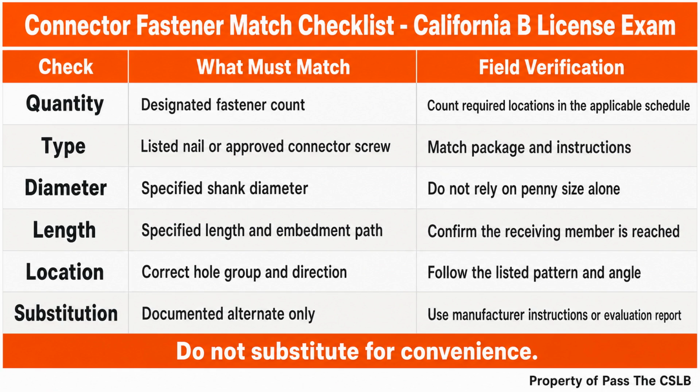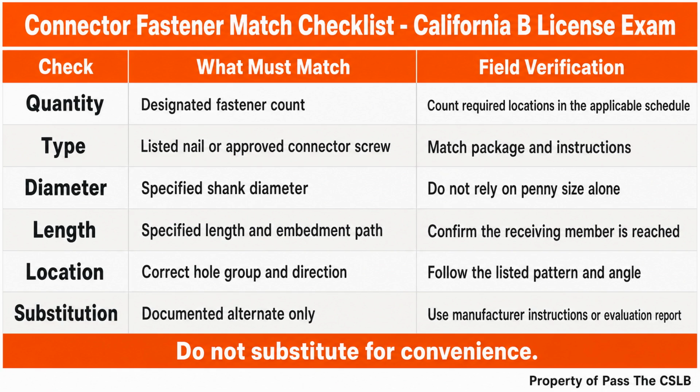Imagine a framer says, "It is still a 10-penny nail." I would answer, "Show me the diameter, length, and approved schedule." That response is respectful, fast, and tied to the actual requirement. It turns an argument about habit into a check against the evaluated system.